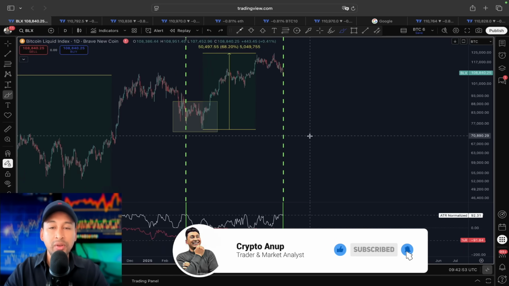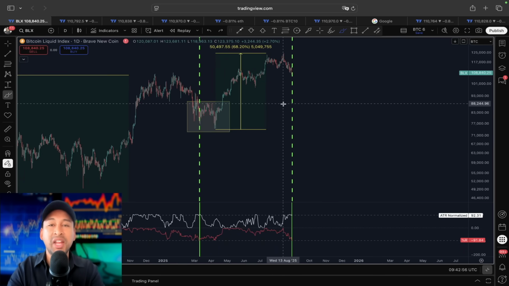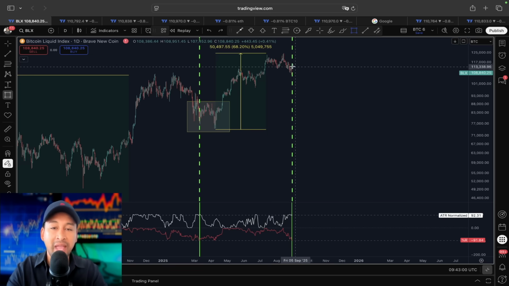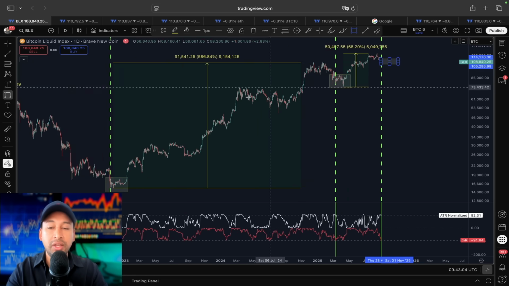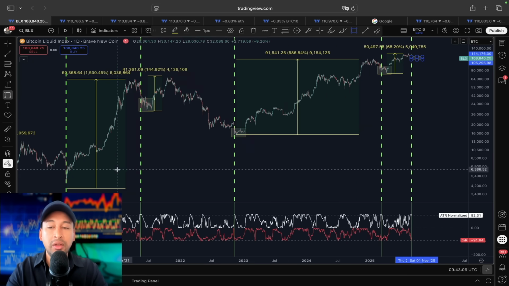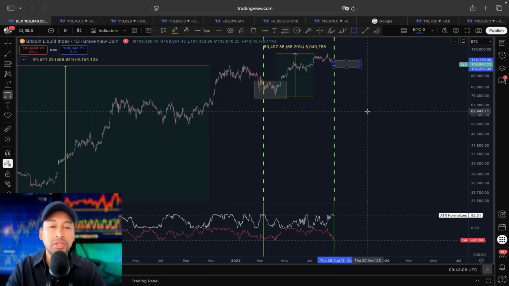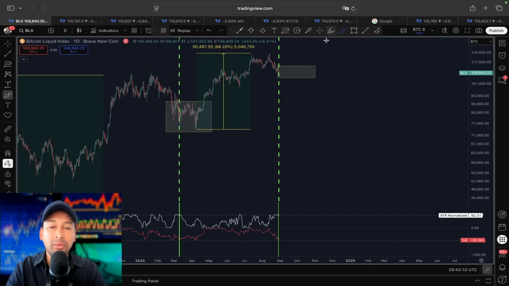So what I'm trying to pinpoint is that Bitcoin is being flashed with another buy signal from this indicator. So what could be happening here? A very similar move to this one here. A week of consolidation, a few more ups and downs, and price after that continuing with this uptrend.